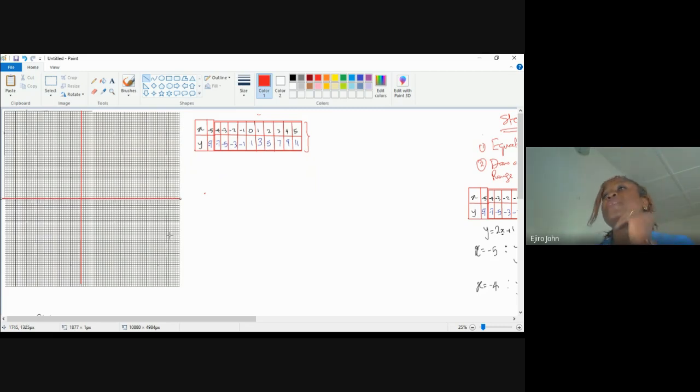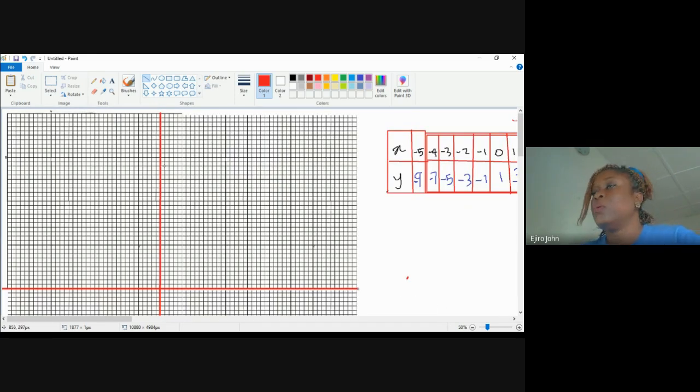Okay. So now we have been able to construct our x-axis and our y-axis. So the center, of course, I will use blue. The center will be 0. Then we'll also indicate this as okay.